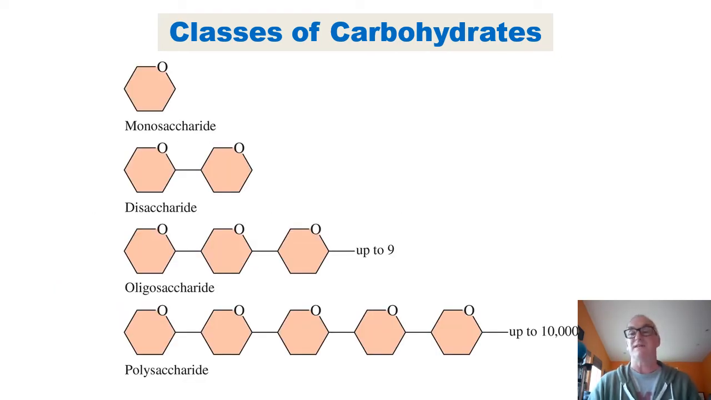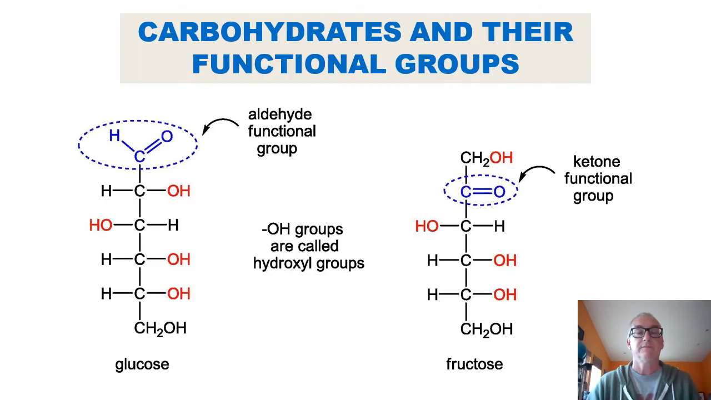So here are the classes, basically. We have monosaccharides, which have just a single unit, usually with six carbons, but not always. Disaccharides, two of them linked together. Oligosaccharides, up to 9. And then polysaccharides, as is here, up to like 10,000 or more. They can be really, really large molecules.